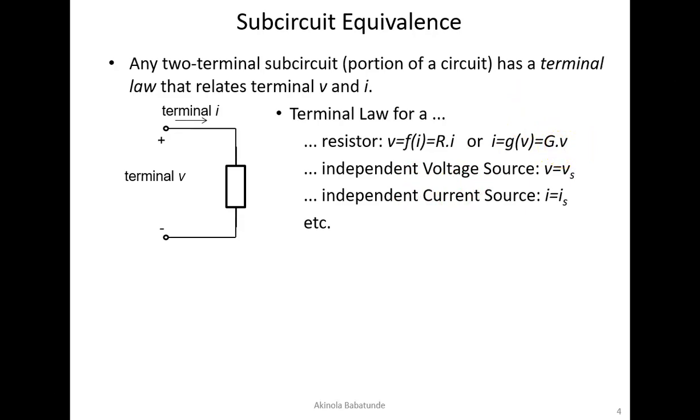The independent voltage source is usually represented as Vs. So the voltage of an independent voltage source is usually represented as Vs, while the current of an independent current source is represented as Is. Vs means V source, Is means I source.